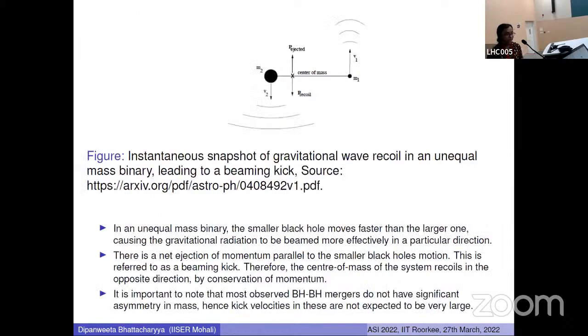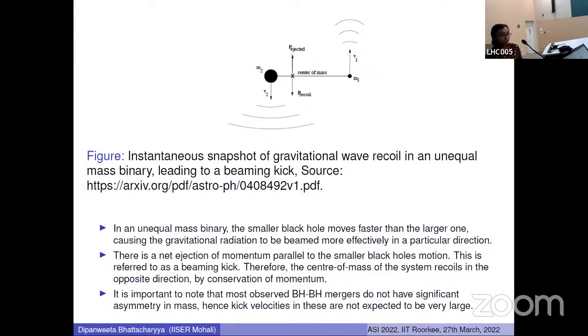Now, this is a toy model which shows how the kicks are basically forming. It's an instantaneous snapshot of a gravitational wave recoil in an unequal mass binary. We can see here two black holes, which are obviously of unequal masses. In that case, the smaller black hole is moving faster than the larger one. Therefore, it causes gravitational radiation to be beamed more effectively in a particular direction. Now, there is a net ejection of momentum parallel to the smaller black hole's motion. This is referred to as a beaming kick. Therefore, the center of mass also recoils in the opposite direction because of the conservation of momentum. So this is how the kick works.